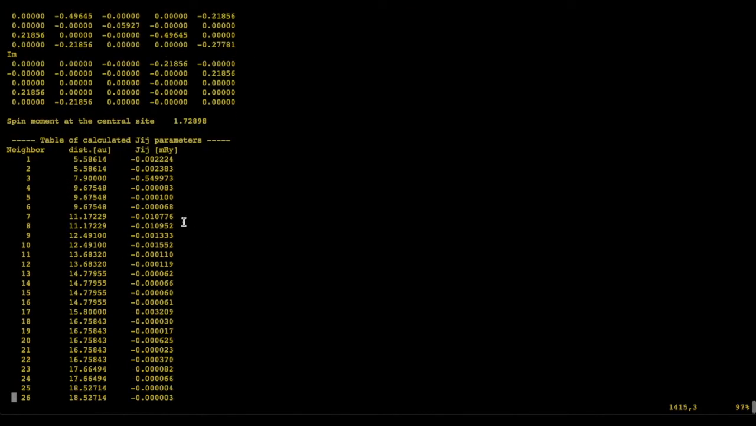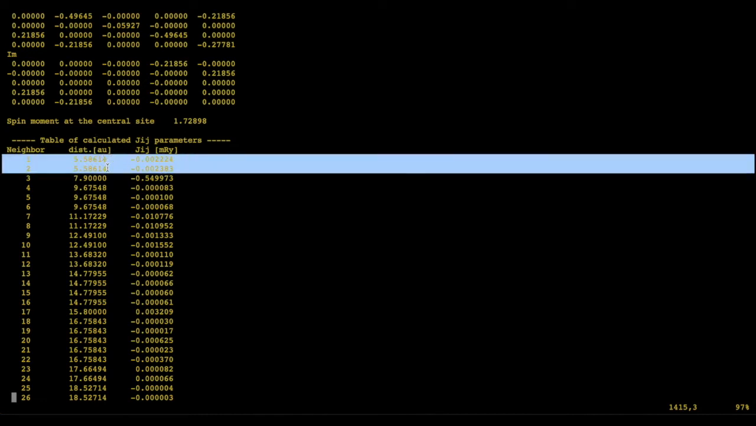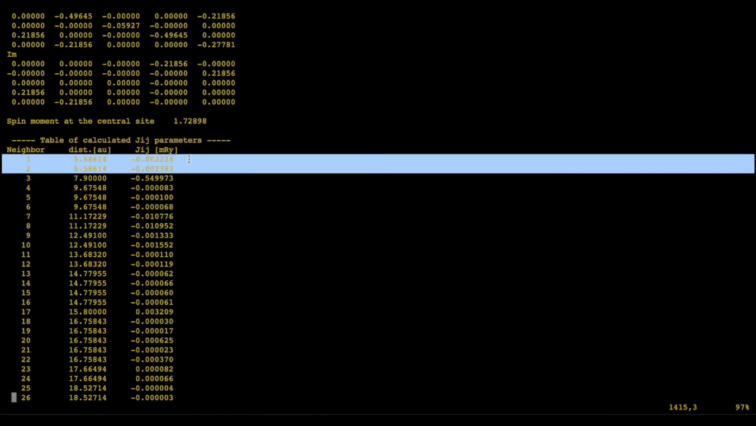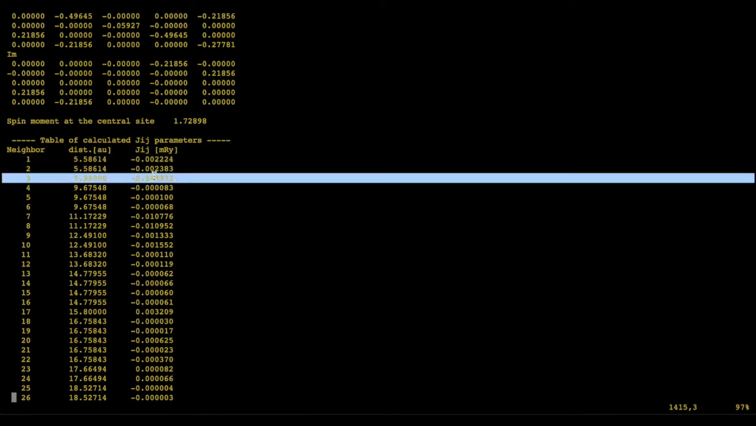And now we get the table of calculated JIJs. The nearest neighbor coupling is almost 0, and it is supposed to be so because the nearest neighbors have so-called 90-degree superexchange. So for this configuration, we are in fact supposed to have a tiny superexchange according to the Goodenough-Kanamori-Anderson rules. The next nearest neighbor coupling, on the opposite, corresponds to the 180-degree superexchange. We get it quite large and negative, meaning that it's antiferromagnetic.